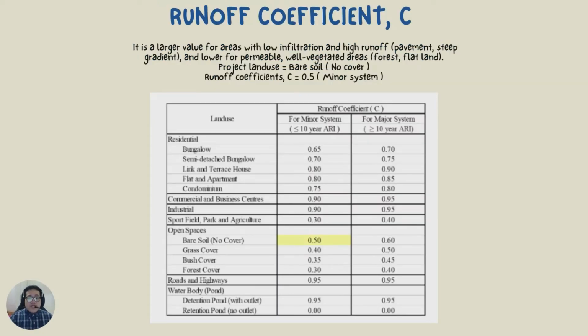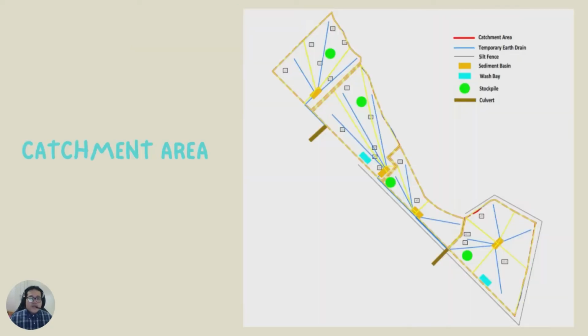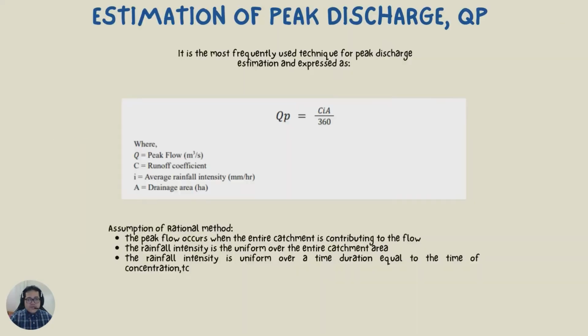So for the runoff coefficient, basically we will be using 0.50. So basically this is our catchment area design. We will be dividing it into 4 zones, and inside each zone we divided it into several sub areas.